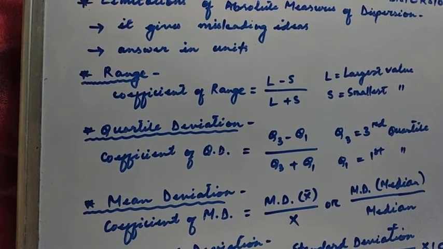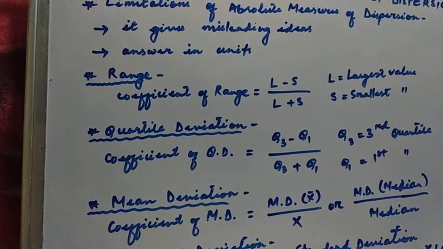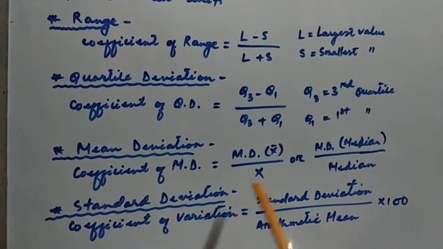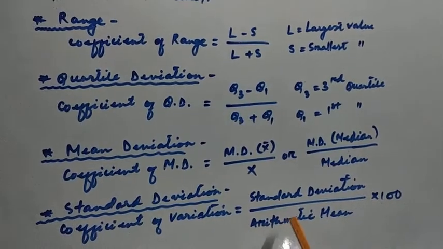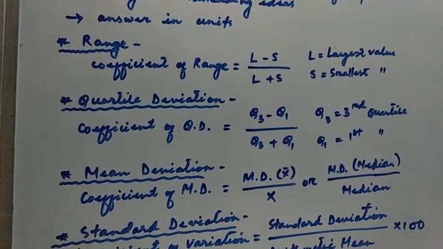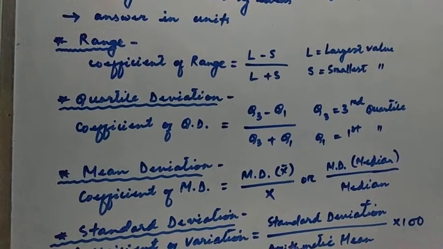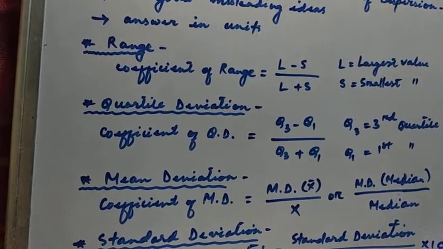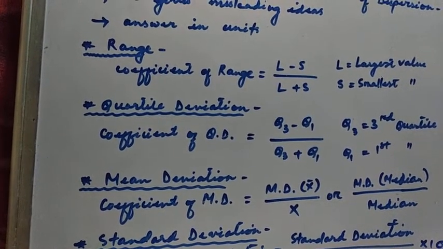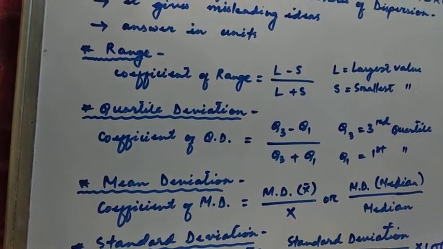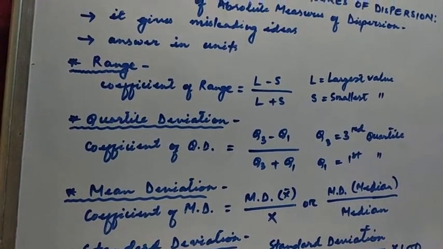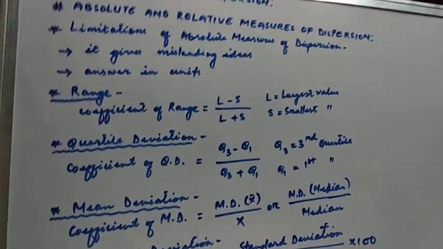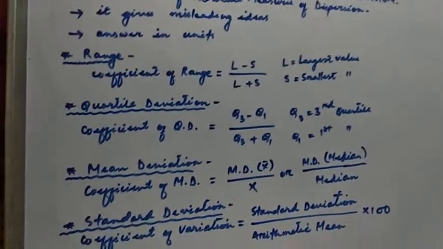For standard deviation, the relative measure is called the coefficient of variation. Coefficient of variation is standard deviation divided by arithmetic mean, into 100. So it is usually expressed in percentage terms, and it is the most commonly used relative measure of dispersion. Since relative measures are free from the units in which the values have been expressed, they can be compared even across different groups having different units of measurement, which is not possible in case of absolute measures of dispersion.